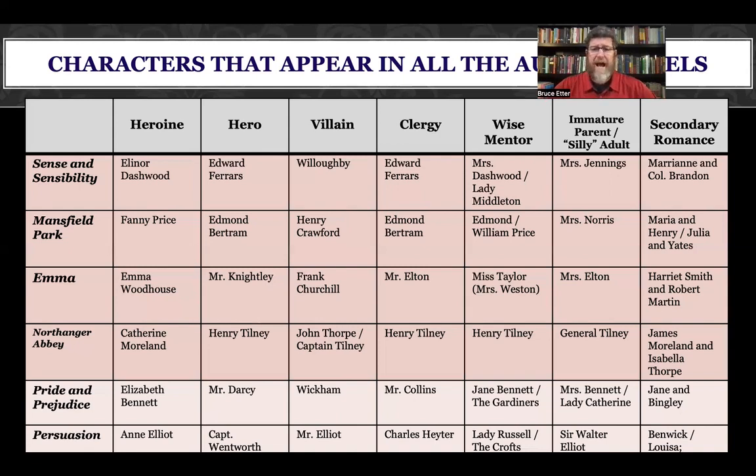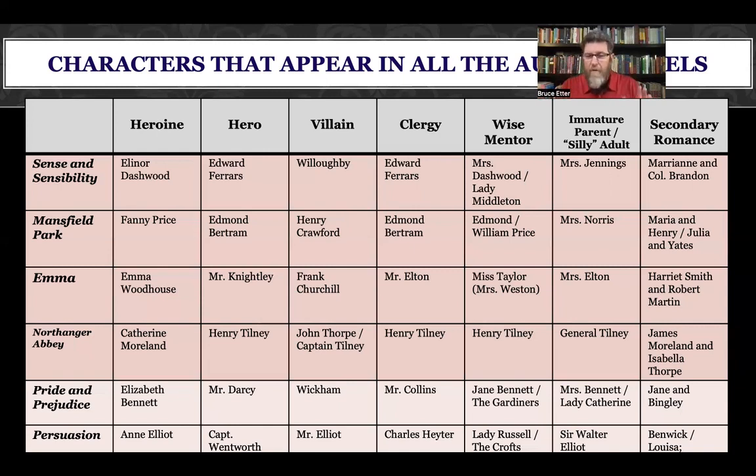But these wise mentors, I love reading about them because not only do I need someone like that in my life, you know, I'm in my 50s. I don't want to be the silly adult. I want to be a wise mentor. I want to be a Miss Taylor, Mrs. Weston. What a gracious, kind, caring individual there. Jane Bennet, Mrs. Dashwood, Lady Russell.